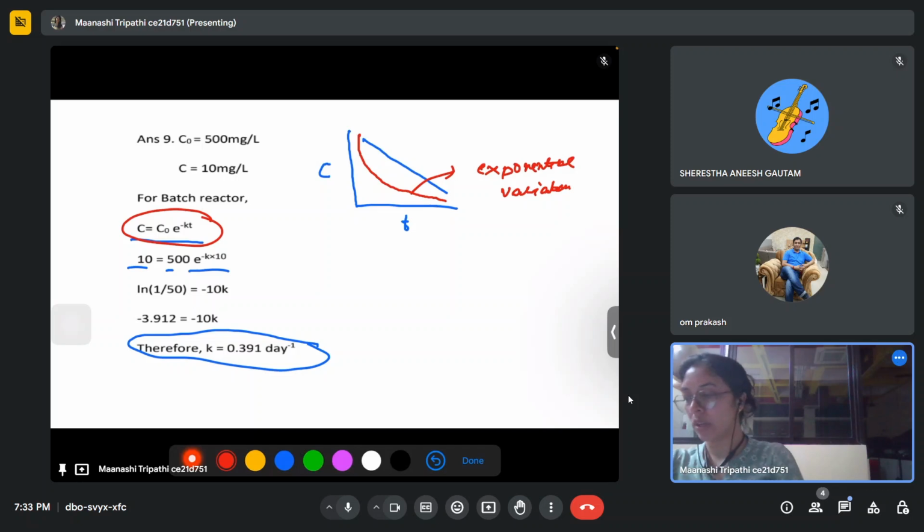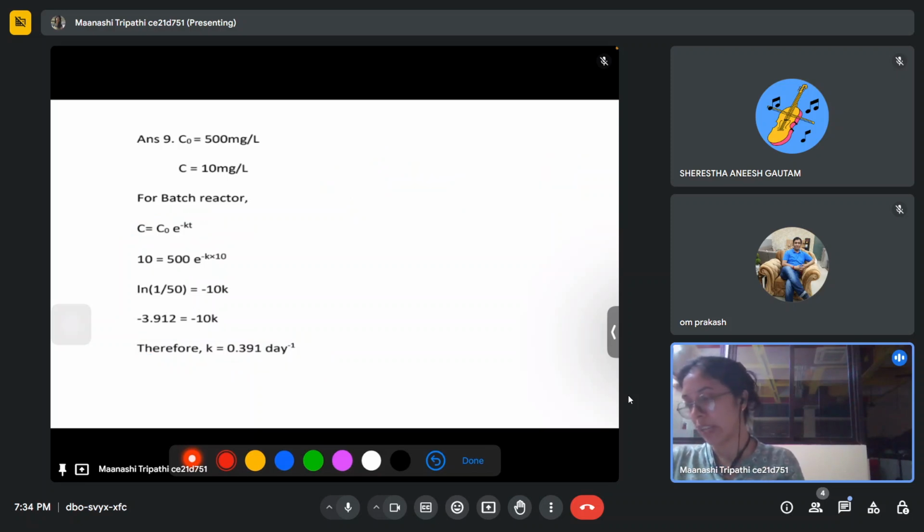So we need to learn this equation for the batch reactor, and this is only applicable for first order reactions. If the reaction is second order, this equation will definitely change in a way that we have seen in the introduction part. So coming to the last question.